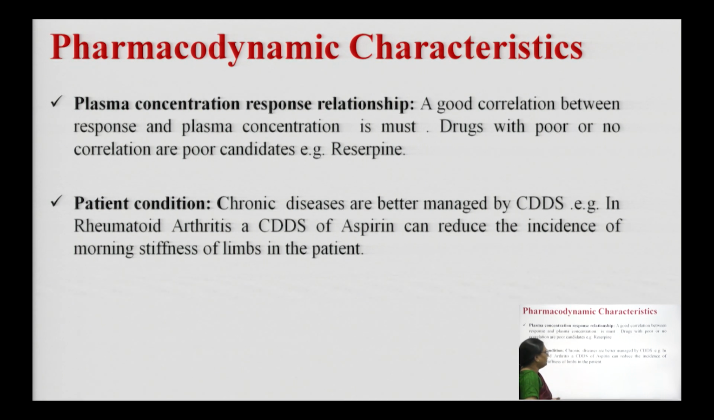Example of a chronic disease where we can make use of controlled drug delivery systems is rheumatoid arthritis. Often the patients of rheumatoid arthritis have got morning stiffness in their limbs. So, this morning stiffness can be averted if at night time before sleeping the patient is given a controlled drug delivery of aspirin, which will maintain the flow of blood in joints, and as a result that will avert the morning stiffness of the limbs.